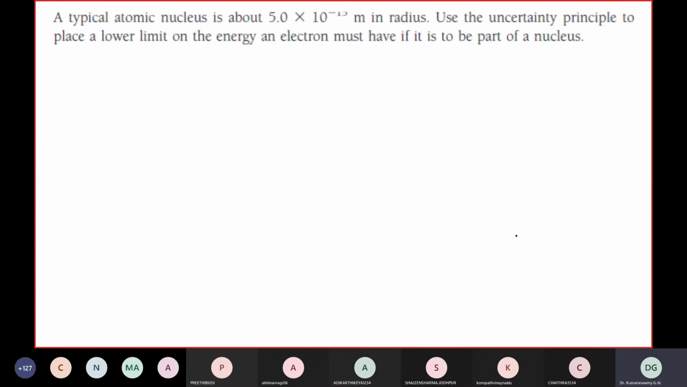Sir, what is the value, sir? 5 into 10 power minus 15.